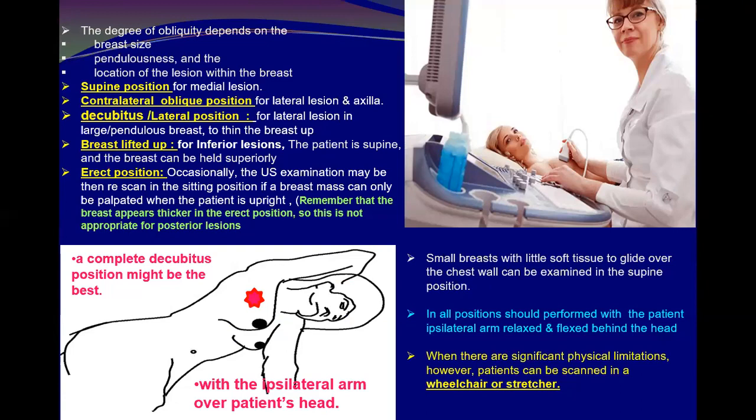If the breast is small, having little tissue, it will glide over the chest wall. You can examine the patient in a supine position. Or if the lesion is in the medial breast, this is the fixed part, so you can also examine the patient in a supine position. For the lateral lesion and for the axilla, you need to examine the patient in contralateral oblique position for the ipsilateral breast.